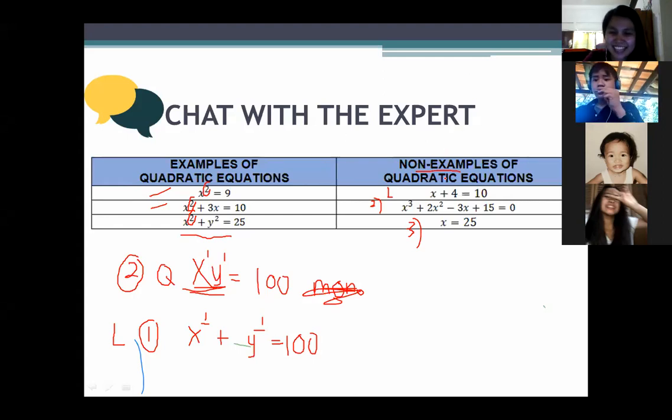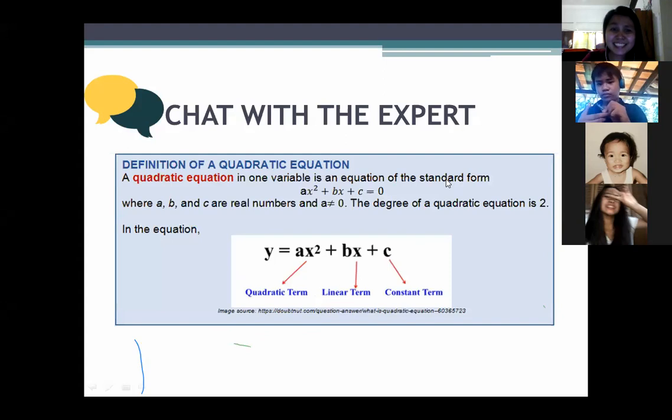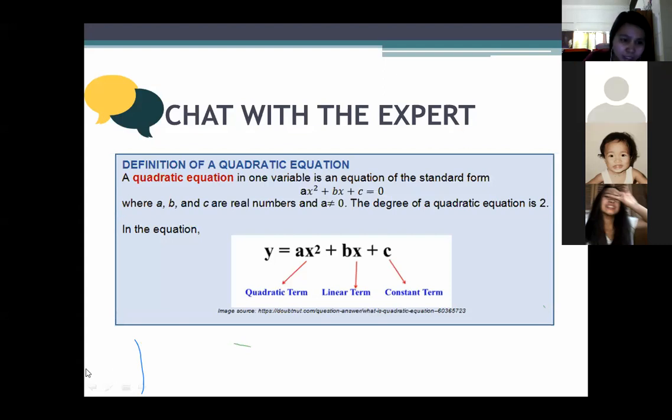Now let's go to the next one. Here's the definition for a quadratic equation. Now, what is a quadratic equation? A quadratic equation in one variable, again, only in one variable, is an equation of standard form. Now, how will you know if it's in standard form? The equation, oops, wait for a while. I'm looking for my pen.